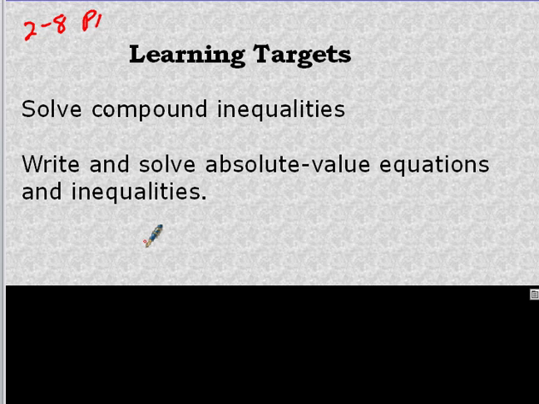I'm covering 2-8 Part 1 today. It's solving absolute value functions, and we're going to start with looking at compound inequalities. And today we're just going to start by looking at solving absolute value equations and inequalities.